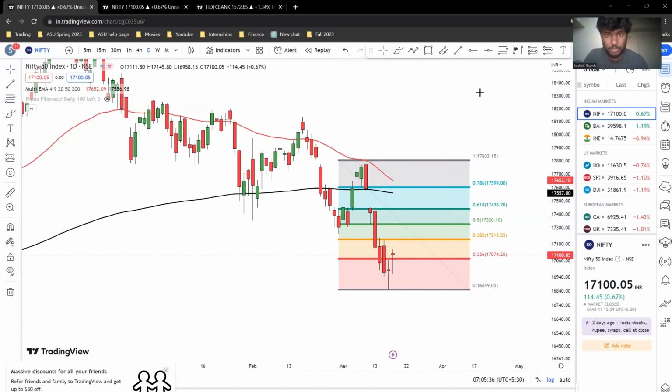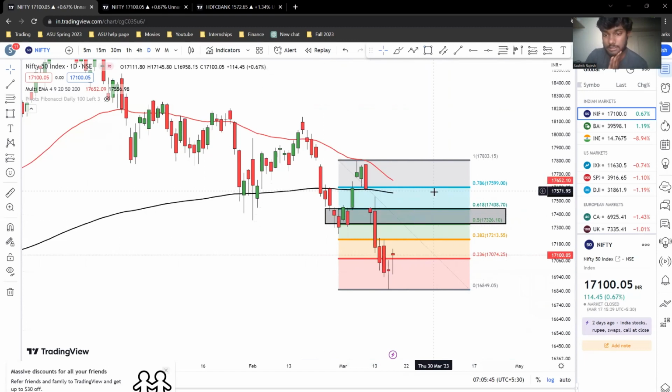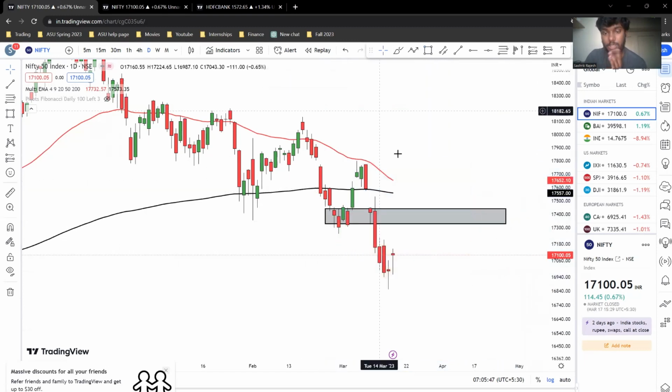All right. So 0.618 and 0.5. These two are the main levels which I would consider. And these levels are here. So these are my main levels. This is what we get from the higher time frame, right?